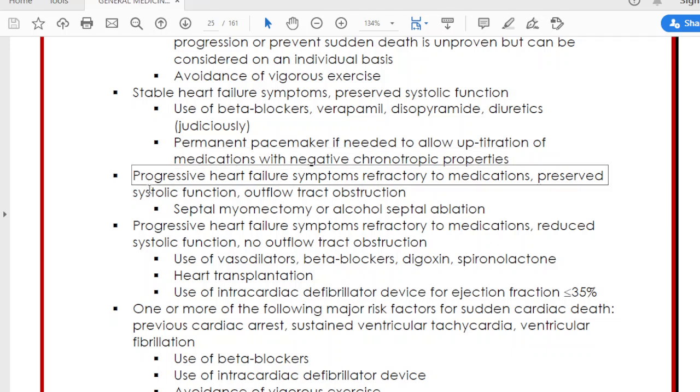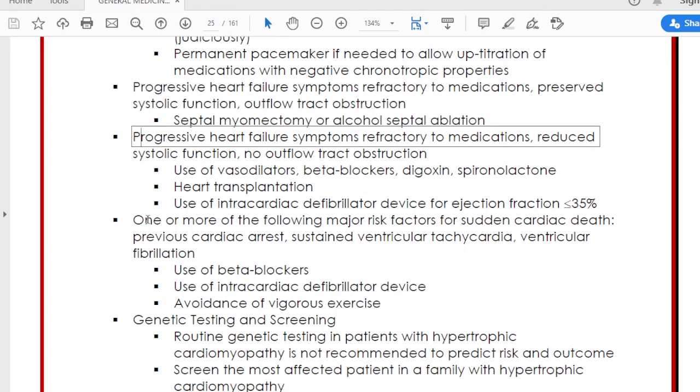Progressive heart failure symptoms refractory to medications, preserved systolic function, outflow tract obstruction: septal myomectomy or alcohol septal ablation. Progressive heart failure symptoms refractory to medications, reduced systolic function, no outflow tract obstruction: use of vasodilators, beta blockers, digoxin, spironolactone. Heart transplantation. Use of intracardiac defibrillator device for ejection fraction ≤35%.